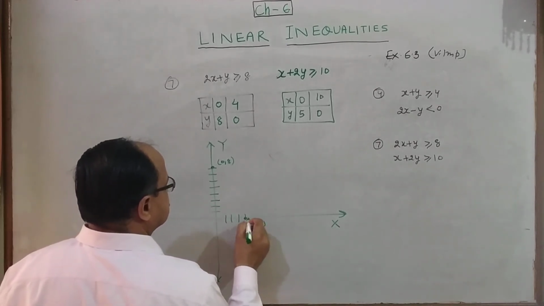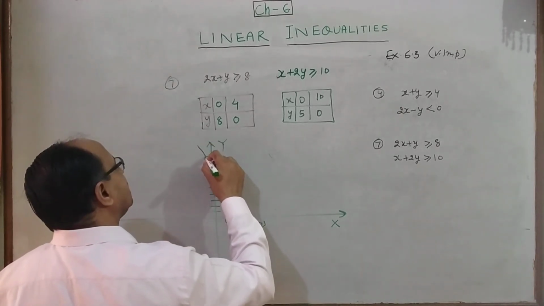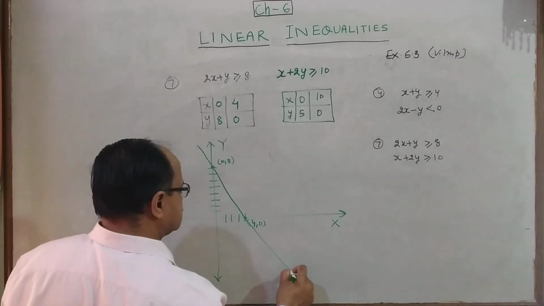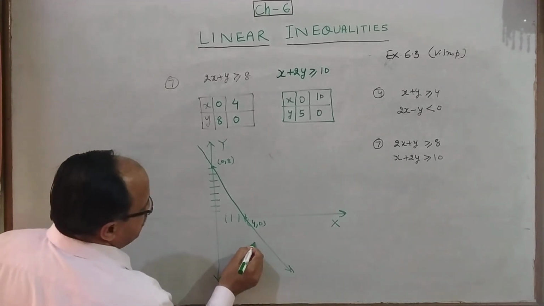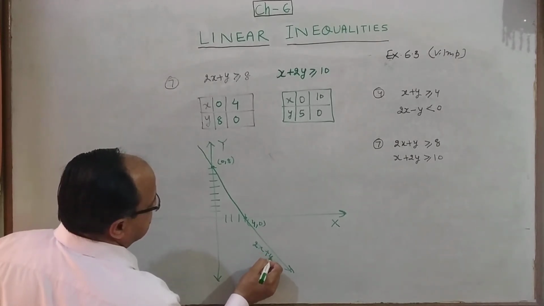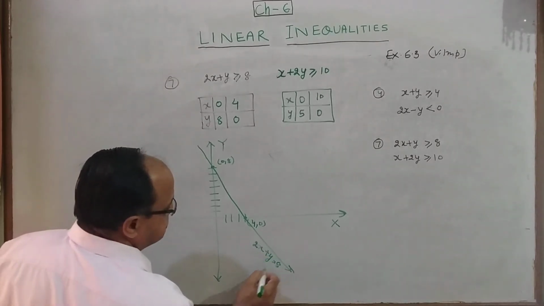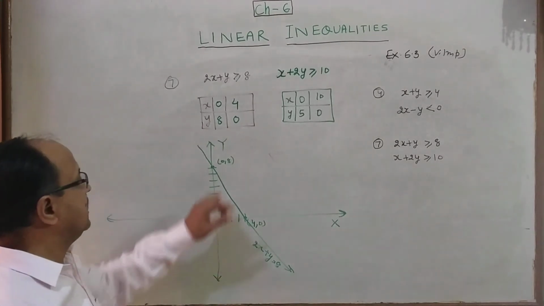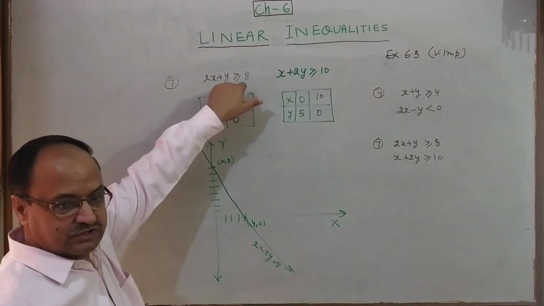This is 4, 0 and the line, this is the line 2x plus y is equal to 8. 2x plus y is equal to 8. Okay, which portion is the solution?